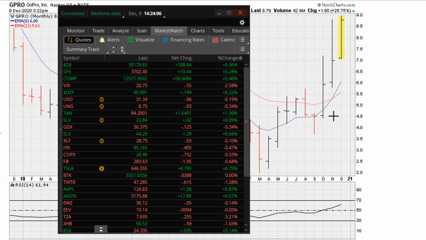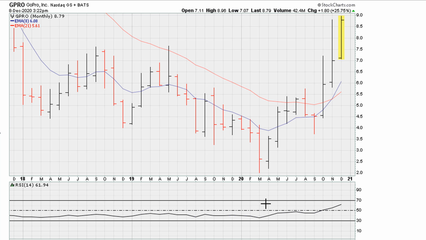Let's take a look here. We're going to be looking at the need to look left on your charts. Let me explain. So here's a couple of breakouts.